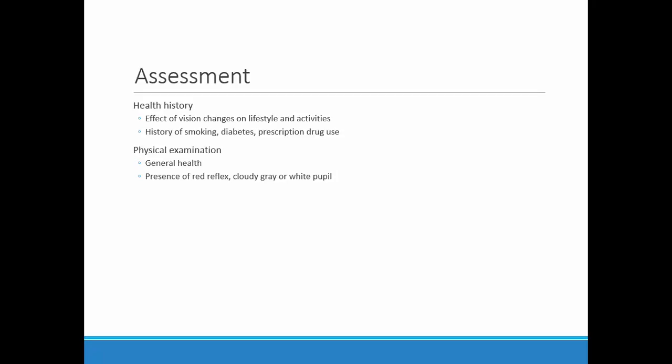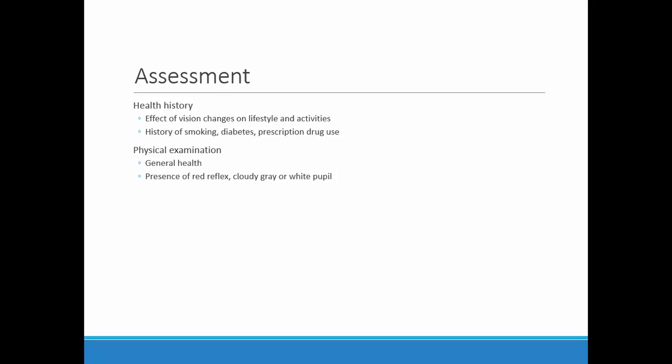In the assessment process, looking at health assessment, you want to look at the effect of vision changes on lifestyle and activities, such as their ability to read, watch television, and participate in work and recreational activities. You also want to ask them about their history of smoking, diabetes, and prescription drug use. All of those are associated with the increased risk of cataracts.